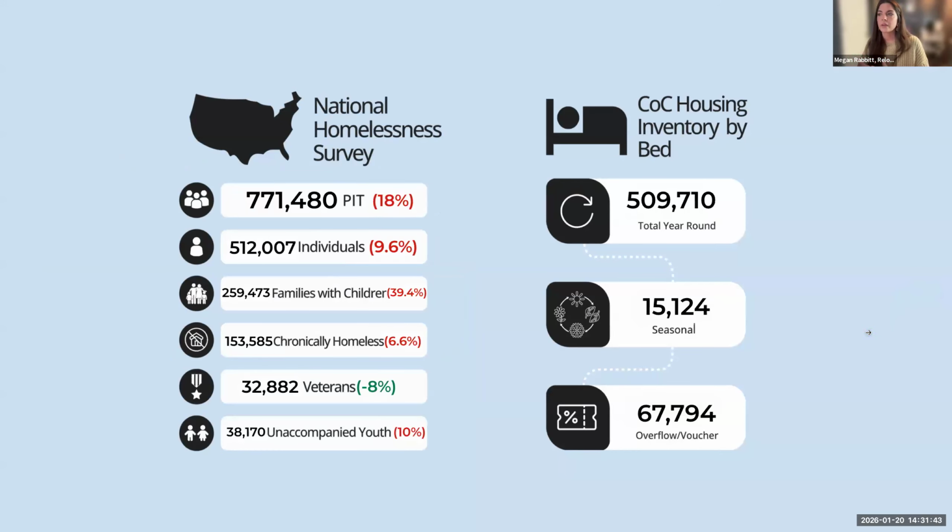So looking at the National Homeless Survey, the point in time count collected 771,480 people who were unhoused. This is an 18% increase year over year. For individuals, they saw a 9.6% increase. For families with children, they saw a 39.4% increase. Chronically homeless was 6.6. Veterans actually went down. It had an 8% decrease. But unaccompanied youth had a 10% increase. And if you're looking at the inventory by bed, you can see that the total year-round bed number is 509,710. We have some seasonal use beds and then overflow voucher beds.